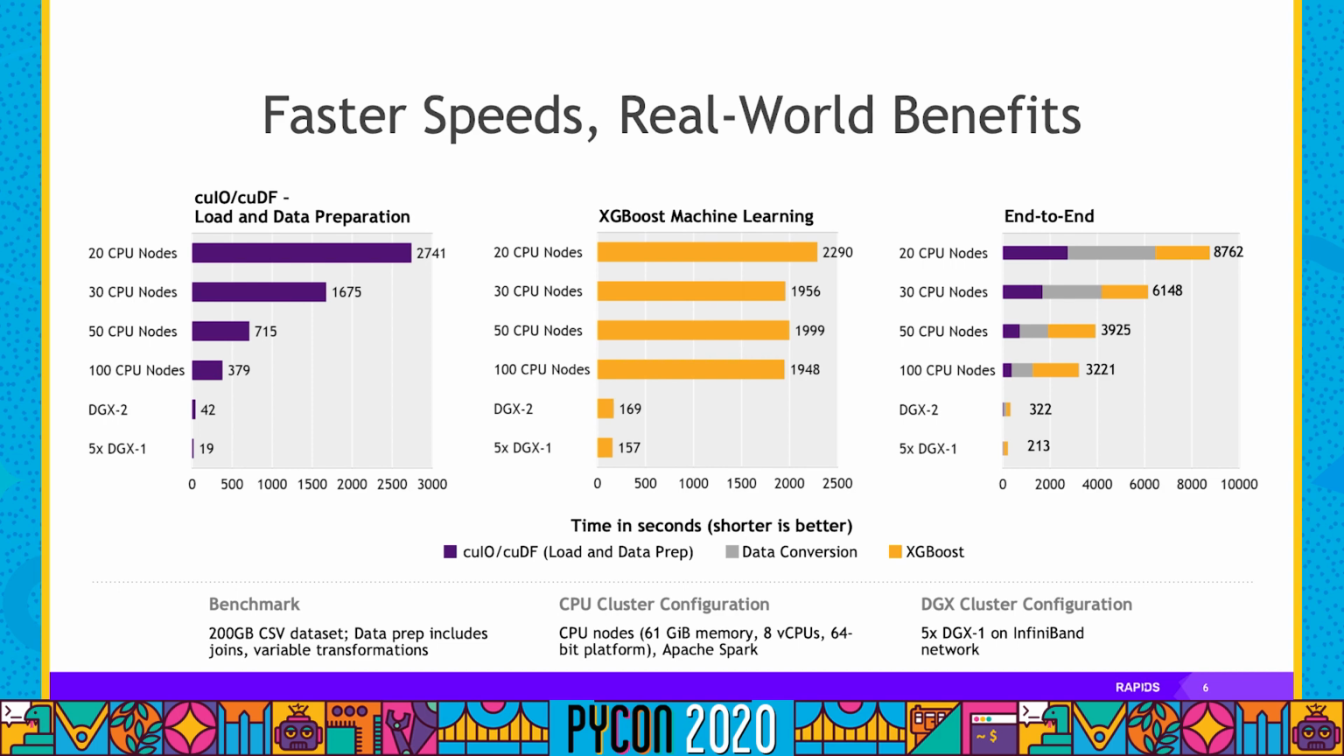The end-to-end pipeline takes 322 seconds versus 3,221 seconds for a 100 node CPU cluster. Even faster on 5 DGX1s that are networked using InfiniBand.